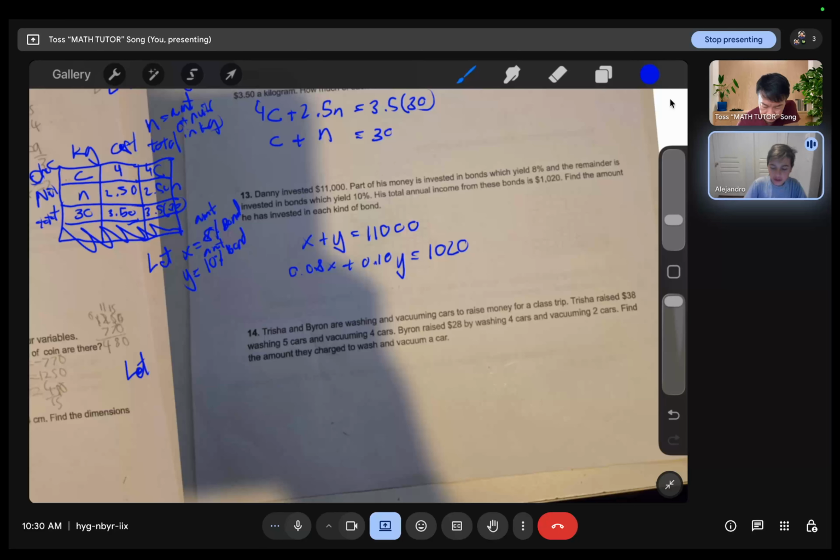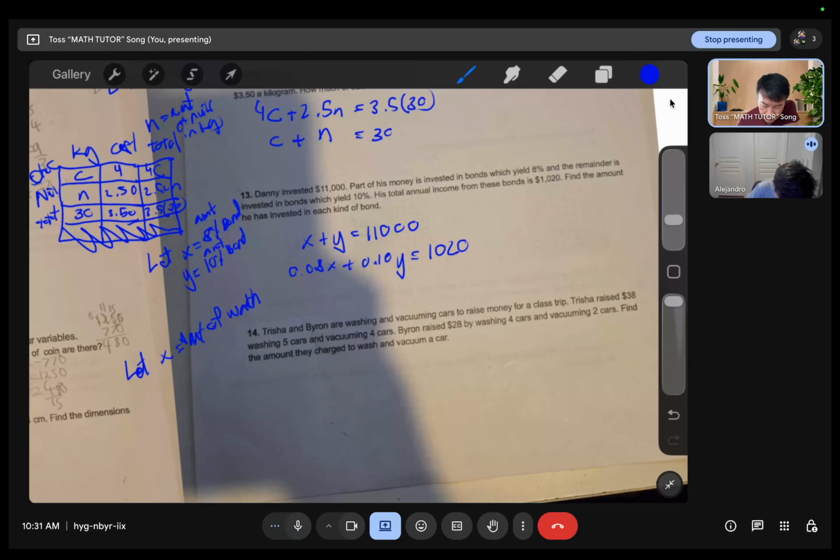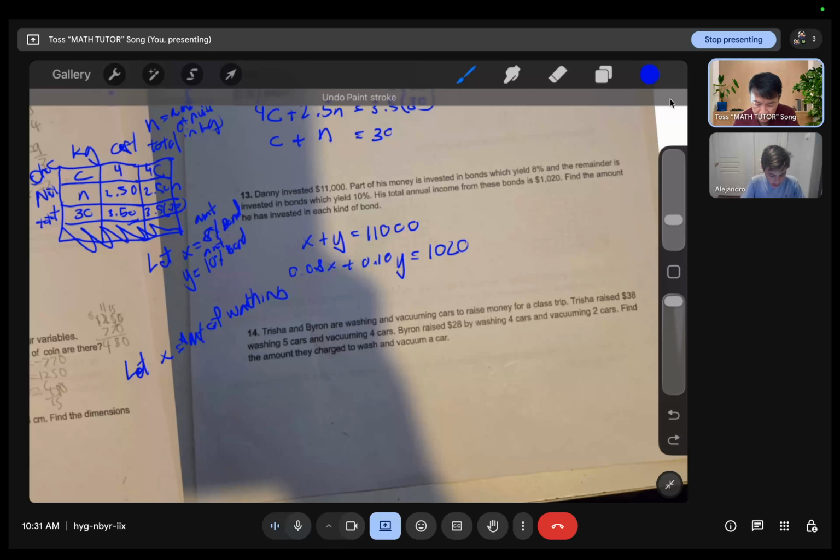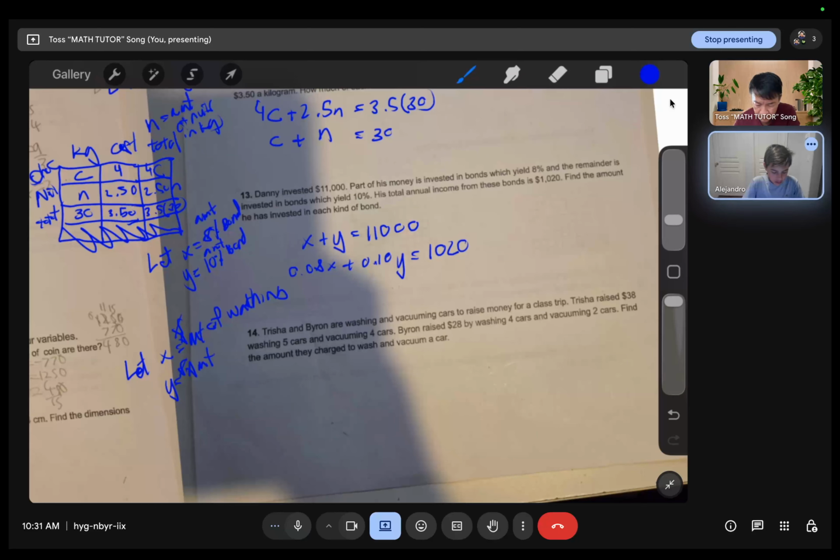I could do X and Y. Okay, let X be the amount in dollars for washing. If you want the unit to be written somewhere, I probably print it with a dollar sign, or in dollars or whatever. I put dollar here. Y be the dollar amount for vacuuming.